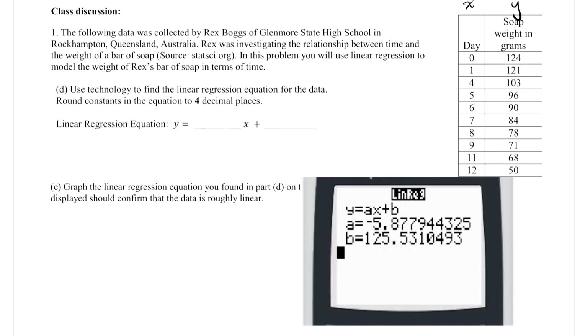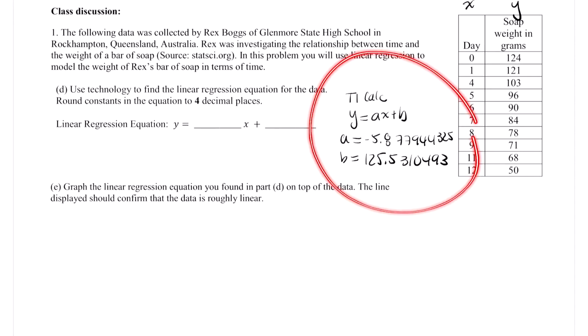And so I'm going to write a few things down. So on your TI, you have y equals ax plus b. a is equal to negative 5.877944325. b is equal to 125.5310493. So this is what we have here from our graphing calculator. And our slope is here into 4 decimal places. That would be 1, 2, 3, 4. And this one, the y-intercept, would be 4 decimal places here.